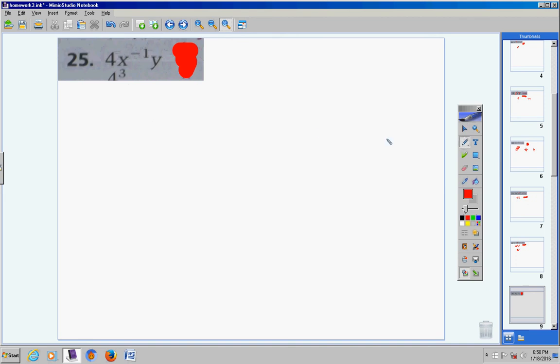Okay, number 25. Now, there's really nothing I can do here. Everything looks good. I mean, here's what I have. The problem, though, is there's nothing I can multiply or divide. There's no powers being raised to a power. But I do have a negative exponent, okay? And so if I have a negative exponent, I've got to get rid of that now.